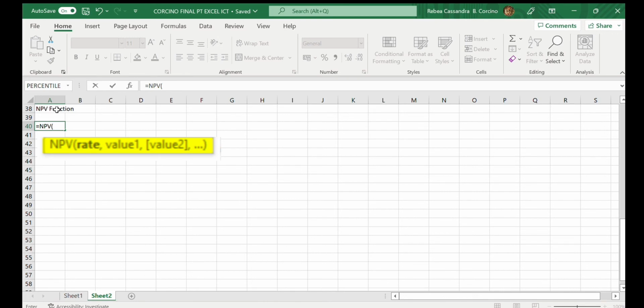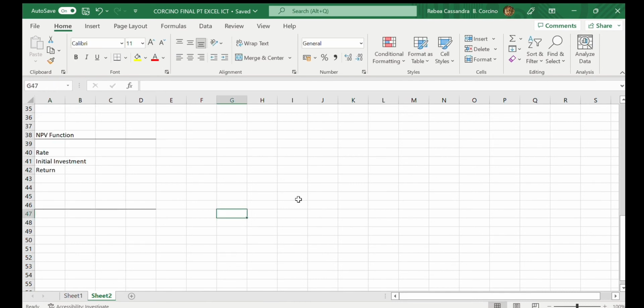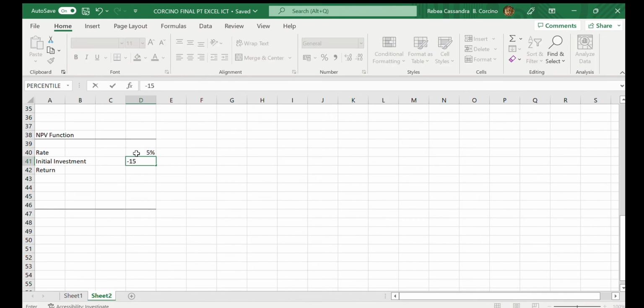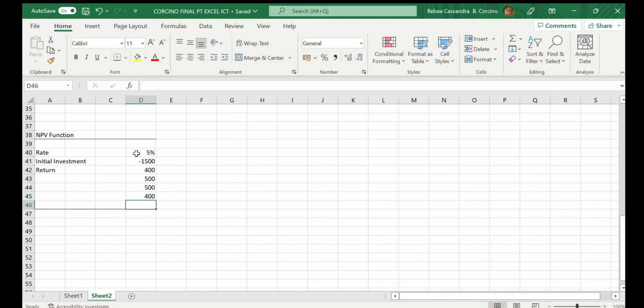So let me give you an example to help you further understand this financial function. Let us say that the interest rate is at 5%. The initial investment would be at 1,500, and the return from this would be 400, 500, 500, 400. Okay. And let us say that these values are the different cash flows coming from the initial investment up to the last return.